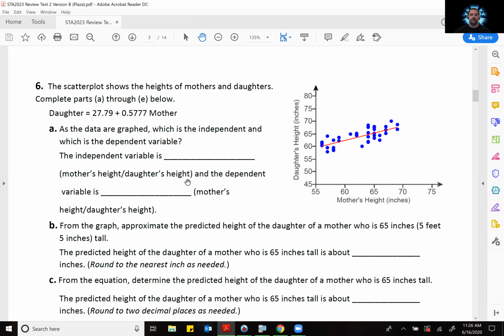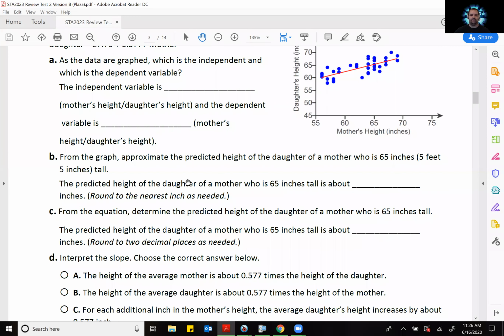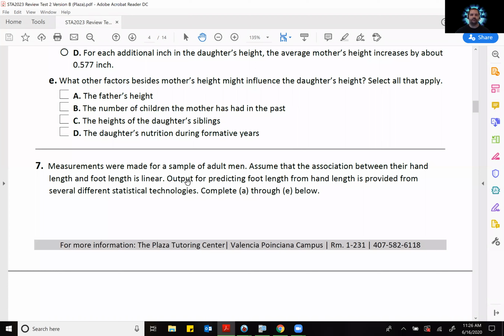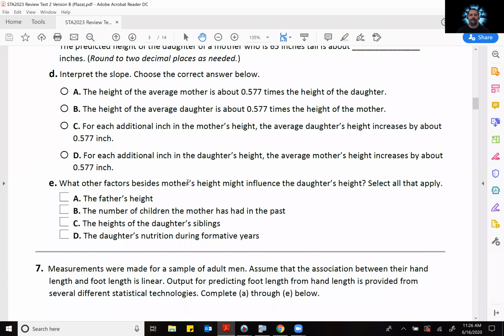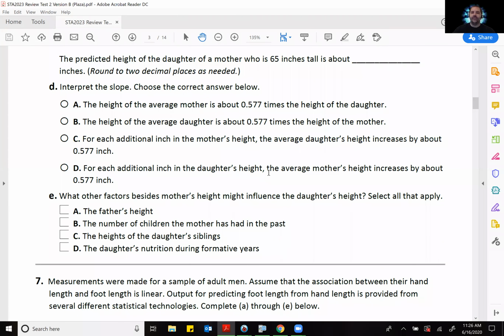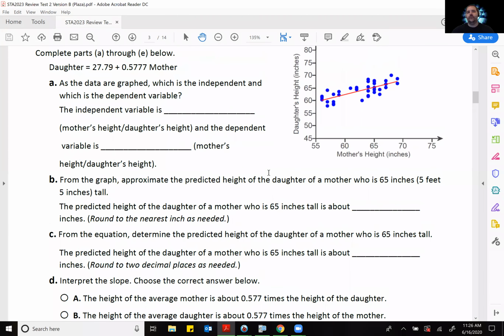So up here, here's our slope, 0.5777. So what does that mean? I would say it's either C or D. You are correct, it is either C or D. And it looks like C is going to be the answer. You are on it. Sweet. Although I kind of got that from looking at the graph. Could you explain how you would have gotten that if there was no graph? They would have to tell you.